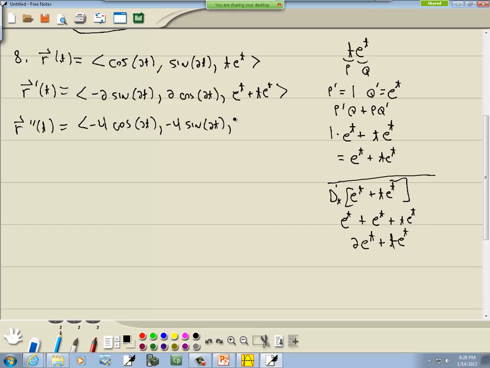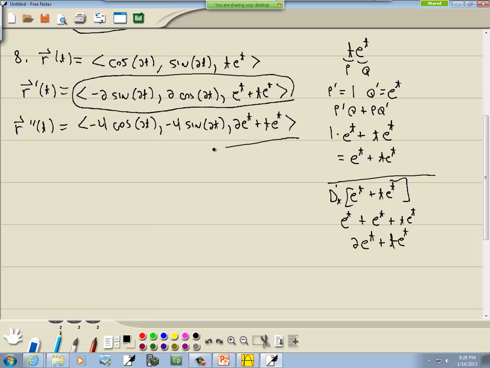And the derivative of e to the t plus t e to the t is down here. So this becomes 2 e to the t plus t e to the t. Okay, so this is part A, finding this. Part B is finding our second derivative. And then the last part is finding the dot product of those.